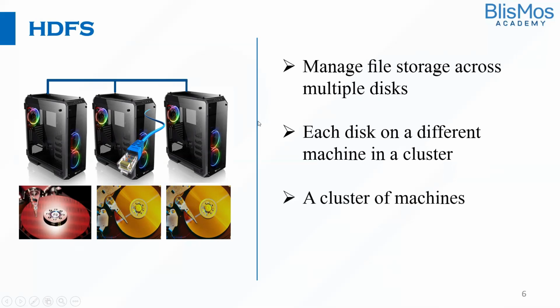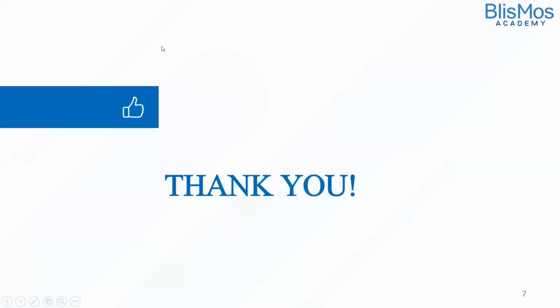We know what a cluster is. A cluster is nothing but a group of machines, in this case a group of desktops, a group of CPUs. We call one particular machine a node in a cluster. Assuming that this is a cluster, this cluster consists of 3 systems. One of the systems is also called a node. That's it about what HDFS is.